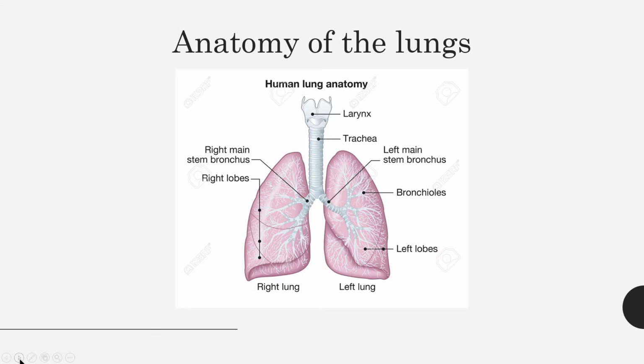The lungs are two sponge-like organs in our chest. The right lung has 3 sections or lobes compared to the left lung's 2 lobes, as seen in this image.